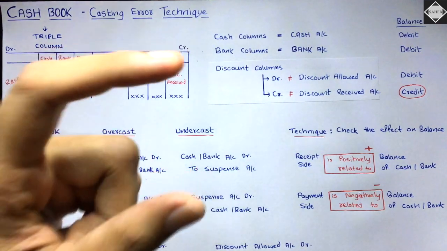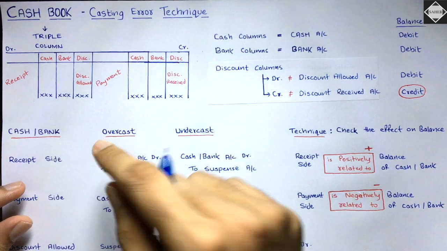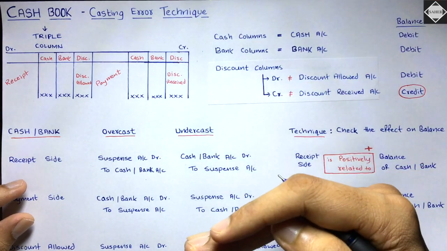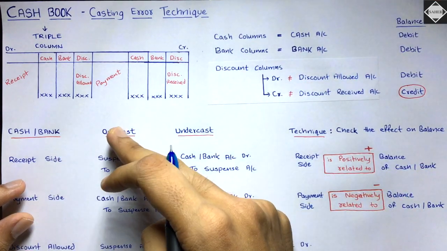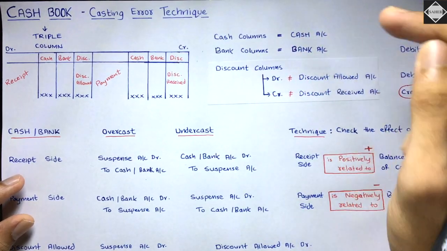On the balance of cash and bank. Okay, so what will happen to the balance? If payment has been more, then balance will be less. Yeah, if payment is overcasted, that means the balance, cash in the drawer or bank balance, has been undercasted.